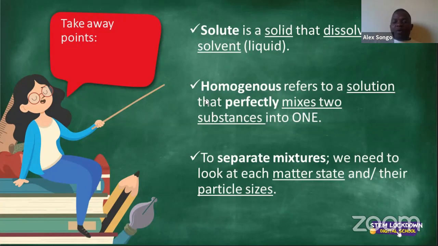The last takeaway point: to separate mixtures, we need to look at their states of matter or their particle sizes. States of matter, again, grade 4, 5, 6 work, is solid, liquid, and gas. That assists us to know, so far we've learned about 3: hand sorting, sieving, as well as magnetism. So the size assists us to understand the type of mixture and how we will then separate it. Tomorrow, we'll learn about another 3, then we will speak about recycling.